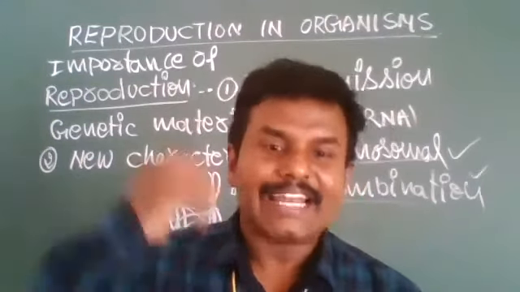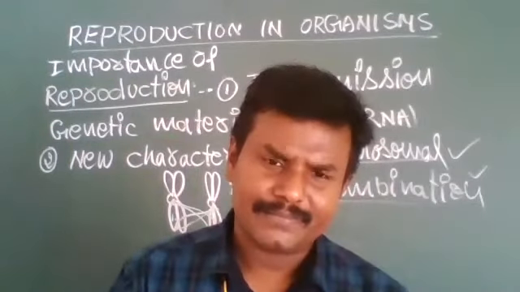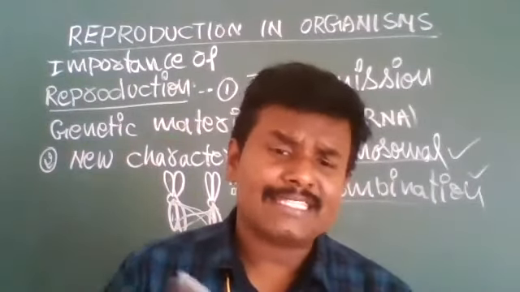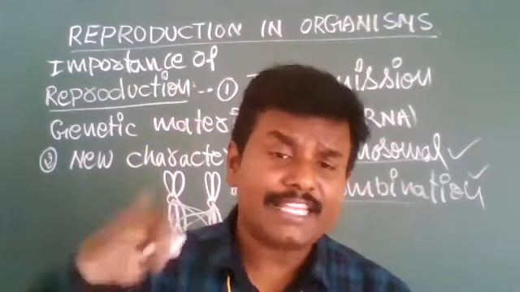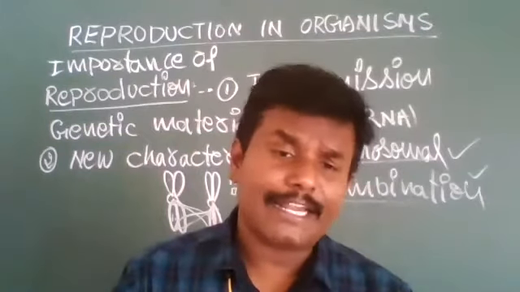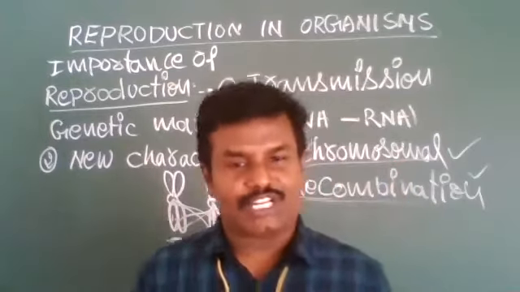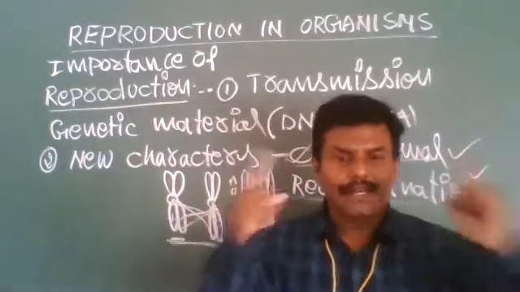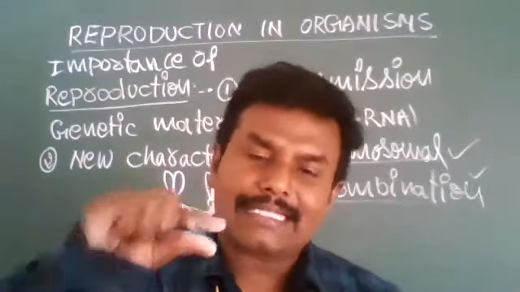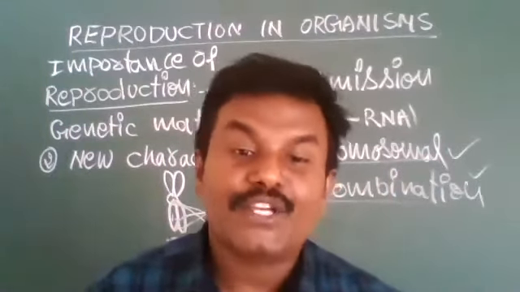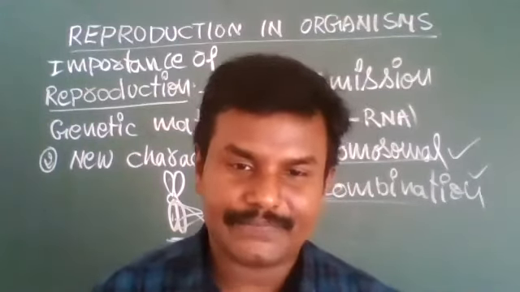Why? Sania Mirza is a nice player, but in her family, no one has a sports background. Yes, Sachin Tendulkar, in his background, no one has a cricket background. Because of chromosomal recombination. Chromosomal recombination leads to the development of new characters. Those new characters lead to the evolution of new species.